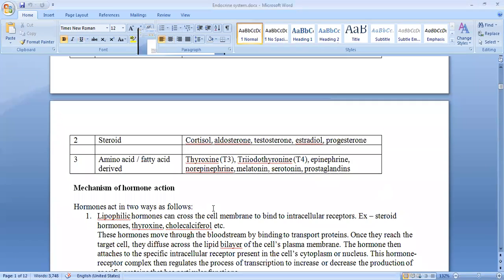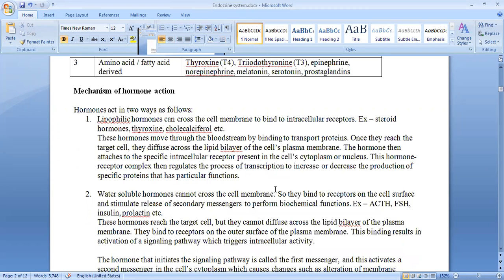The third type of hormones are those which are derived either from amino acids or from fatty acids. Thyroxine is T4, triiodothyronine is T3. Both these hormones, epinephrine, norepinephrine, melatonin, serotonin, and prostaglandins are examples of hormones which are derived from amino acids or fatty acids. Now, we have to understand how these hormones exert their action.